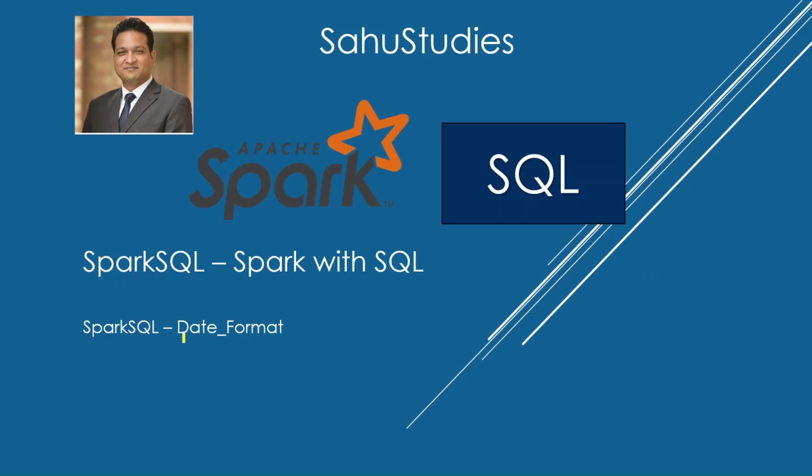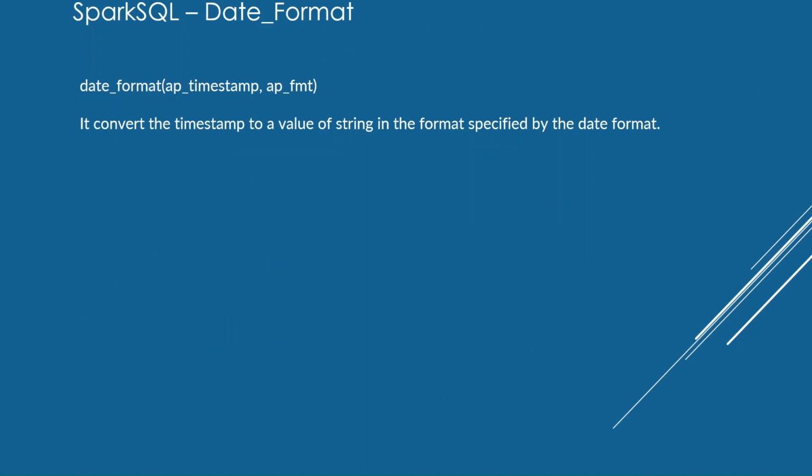In this video, we are going to discuss the date format function in Spark SQL. So why do we generally use the date format function? It is used to convert a timestamp to a string value in the format specified by the date format. What does it mean? It means that whenever we supply a date value to the date format function, based on the format, it will convert it into a string value.